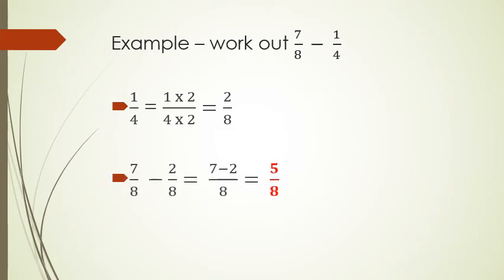7 by 8 minus 2 by 8. The common denominator remains the common one, 8, and in the numerator part you are going to do the subtraction. 7 minus 2 is equal to 5 by 8. 5 by 8 is your final answer.